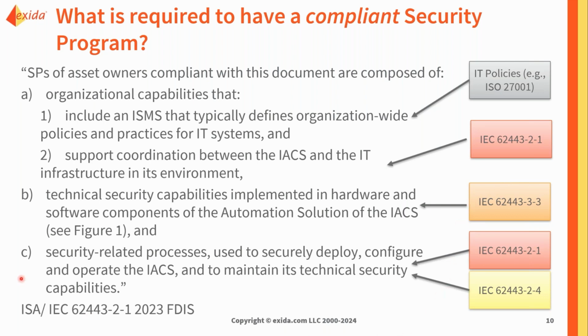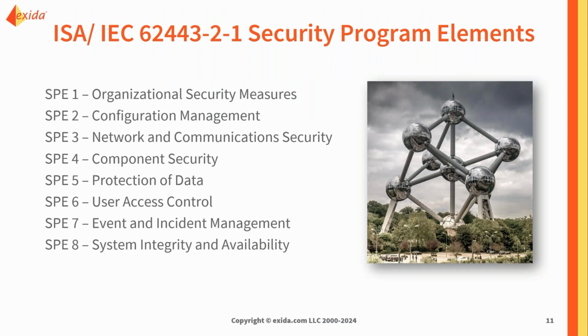And so if we take a little bit of a deeper dive at 2-1, and start with that as the policy and procedures that the asset owner themselves needs to have in place. This is broken down into 8 security program elements, and thinking of these as those fundamental atoms or building blocks of the program. So things like organizational security measures, how do they handle personnel security? What sort of background checks do they do? What sort of structure do they have? How do they interface with their IT systems?